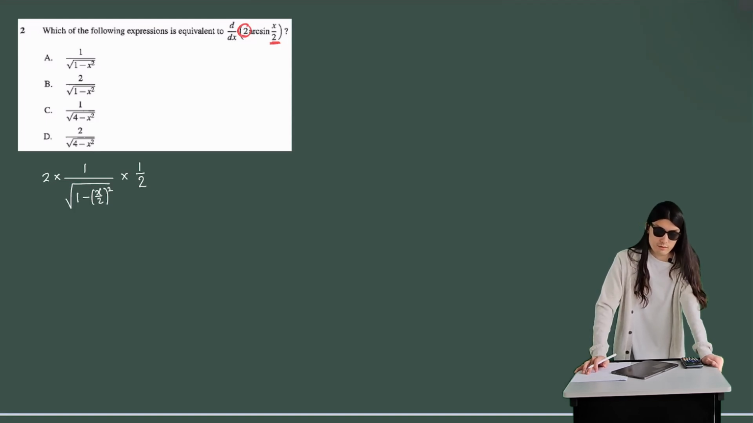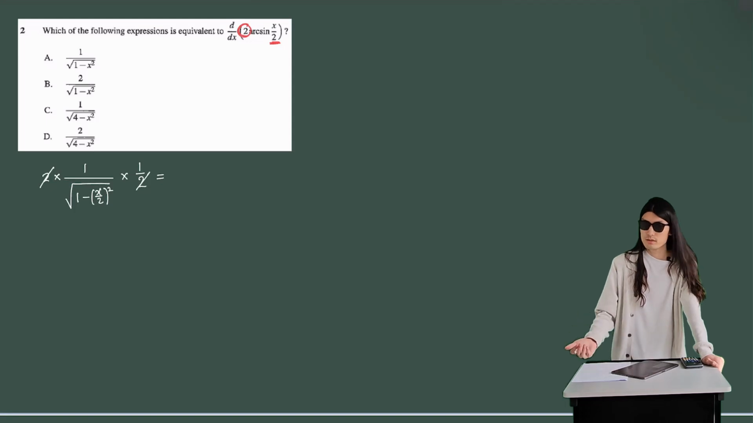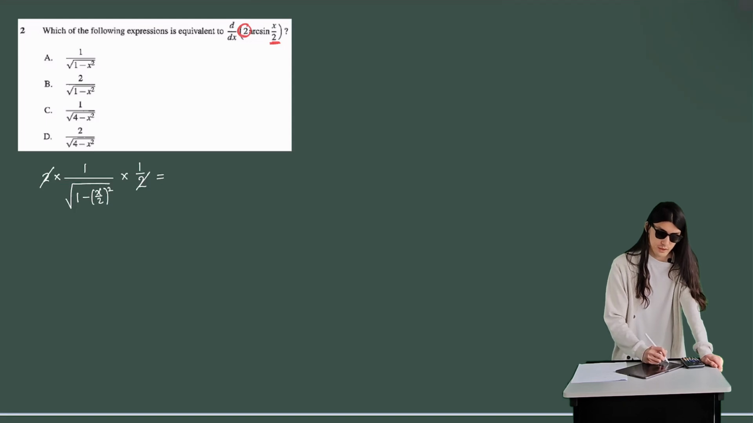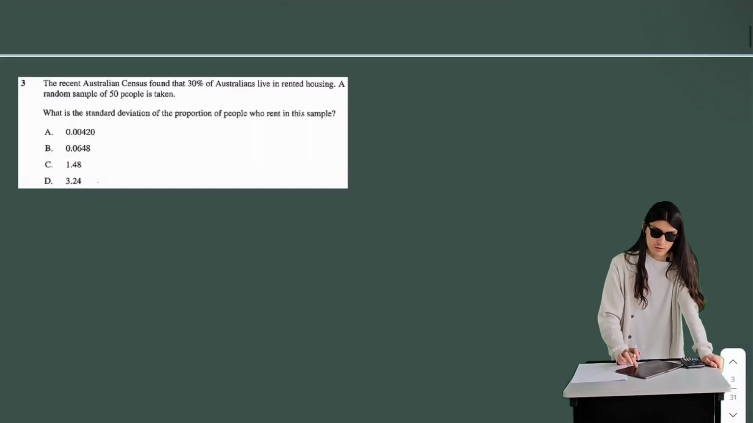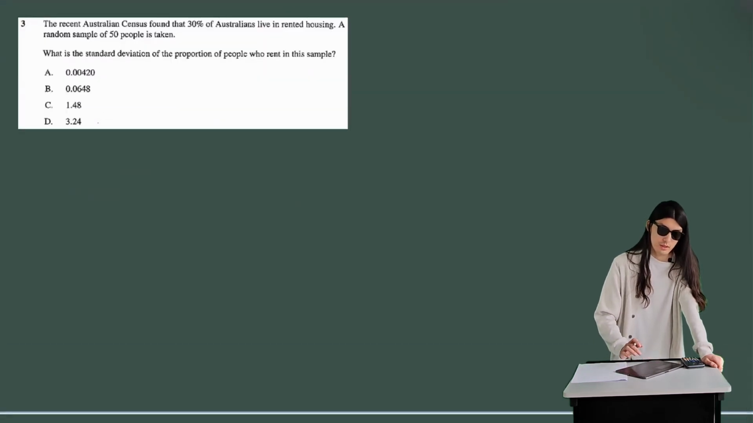To find the derivative over here, and well, the answer is this simplified. So you can begin that by canceling the 2 and the half, right? And yeah, some simple algebraic calculations would give you D again as your answer. Moving on to question number 3.